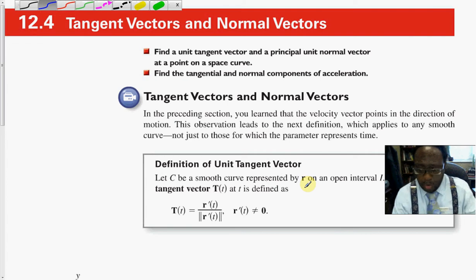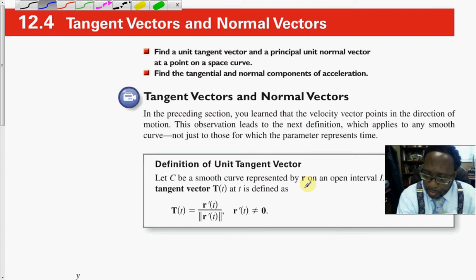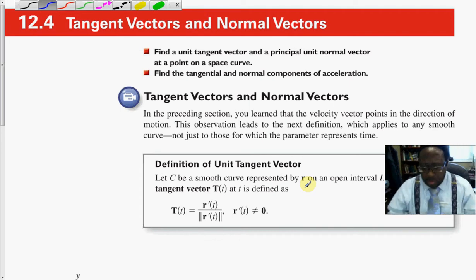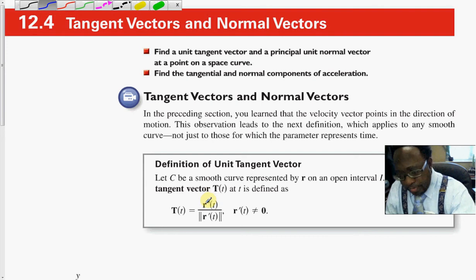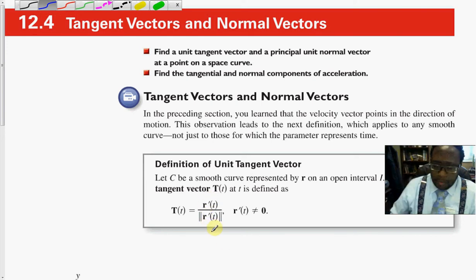Represented by r, a position vector on some open interval I. The unit tangent vector, capital T, a function of time, is said to be the derivative of the position vector divided by its norm, where the derivative of r of t is not the zero vector.